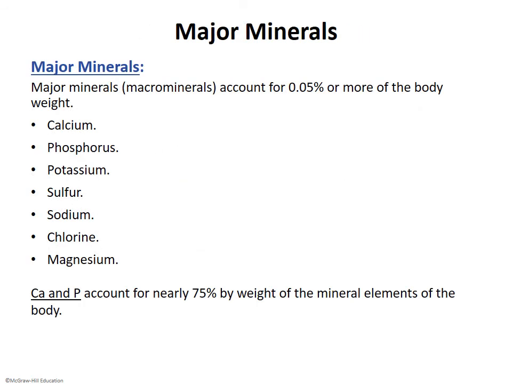This lists the major minerals, and again, the top two, calcium and phosphorus, are there because they are in bone, calcium phosphate. Now, that's why it says at the bottom, calcium phosphate account for 75% by weight of the mineral elements of the body. I mean, the majority of it, three quarters of it, is going to be just the bones. But understand sodium is the kind of star of the show because it's the one that's going to control a lot of different things.